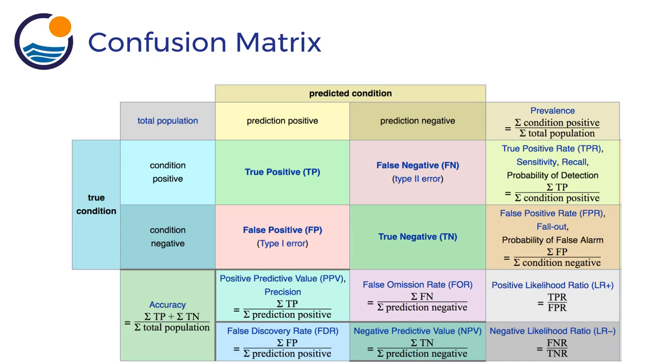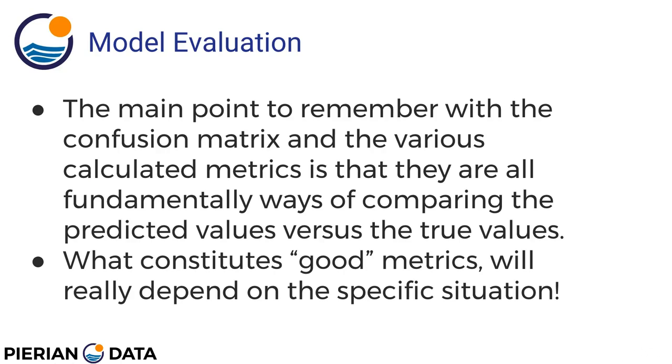So you don't need to memorize any of these. In fact, this is just from the Wikipedia page, so you can always reference it. All you have to be aware of is that the confusion matrix can lead to all these various metrics. Again, the main point to remember with the confusion matrix and the various calculated metrics is that they are all fundamentally ways of comparing the predicted values versus the true values.